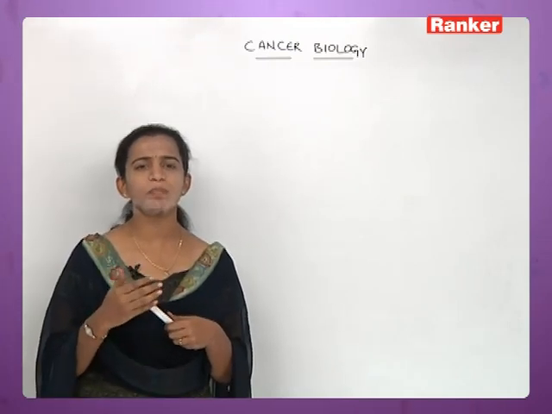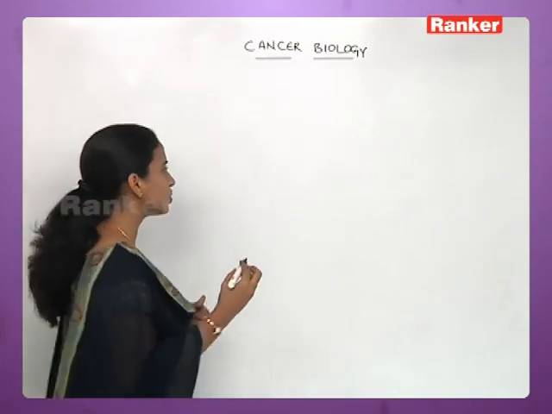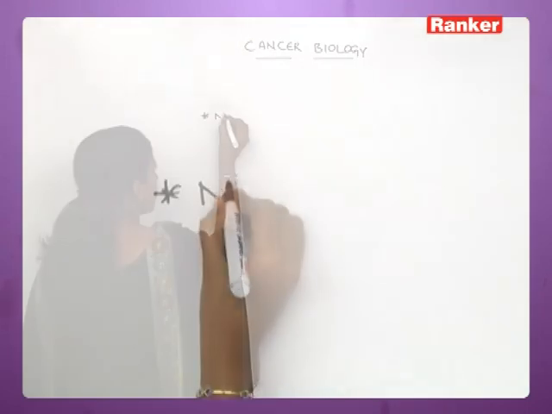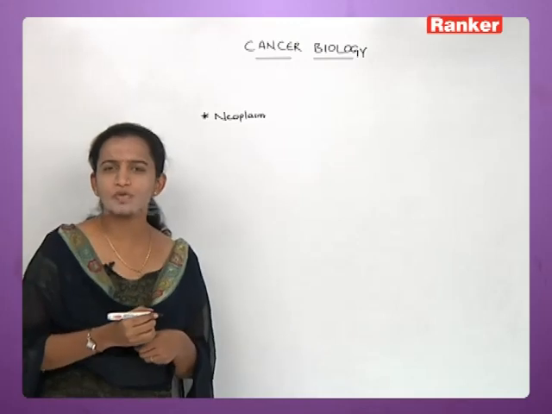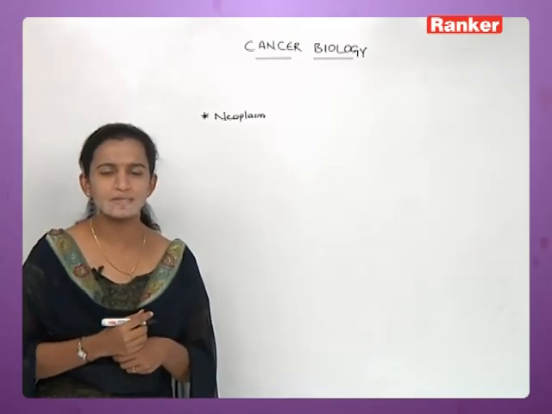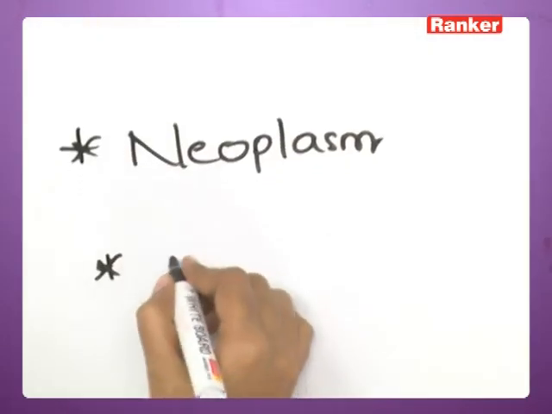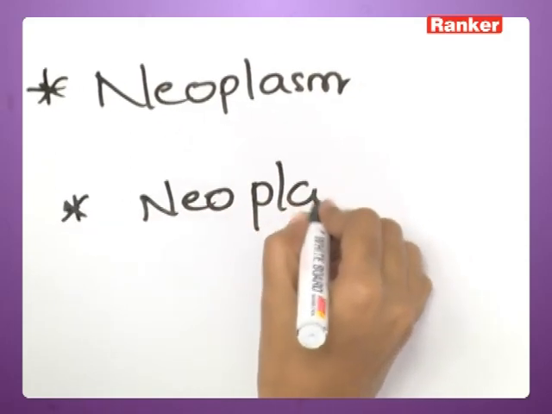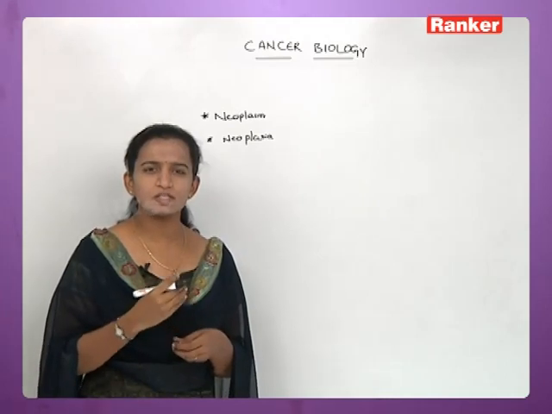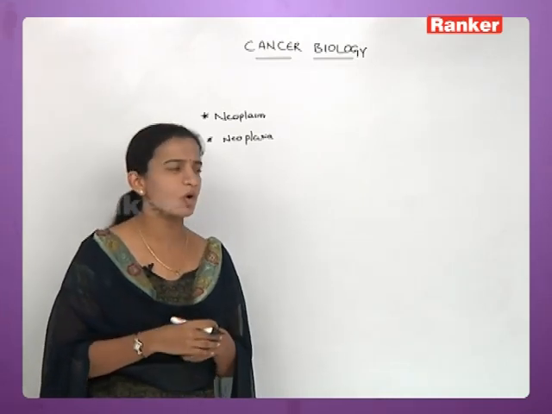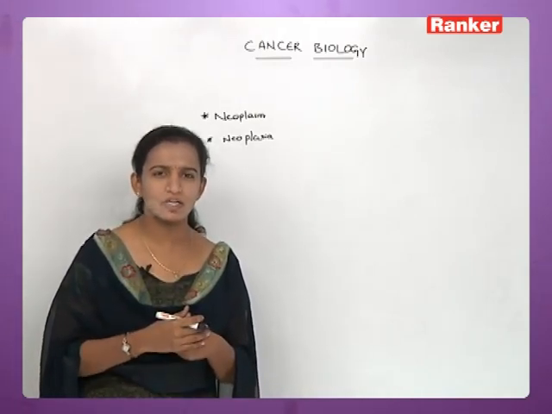Cancer means the unstoppable growth of a cell, and this is called a neoplasm. The irresistible growth of a cell is called a neoplasm, and the formation of a tumor is called neoplasia. So the irresistible division of a cell is called a neoplasm, and the formation of a tumor, or the formation of irresistible cell division, is called neoplasia.